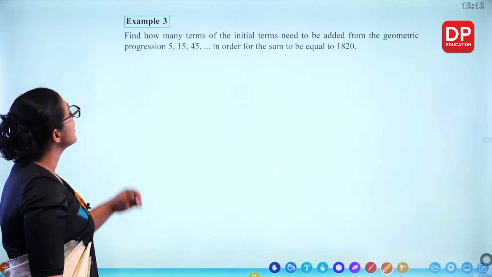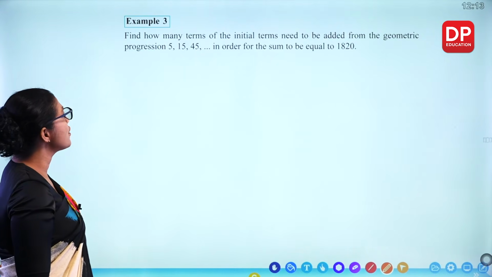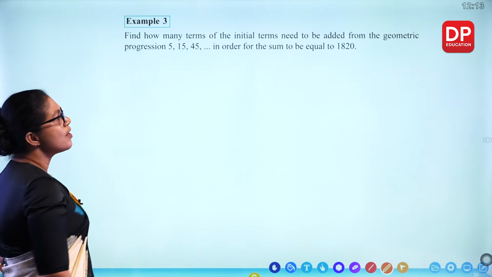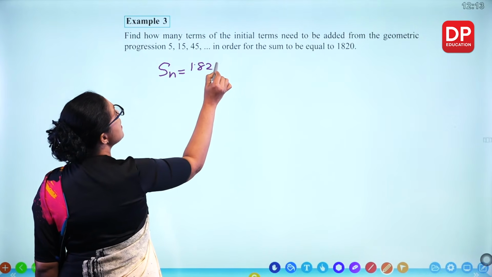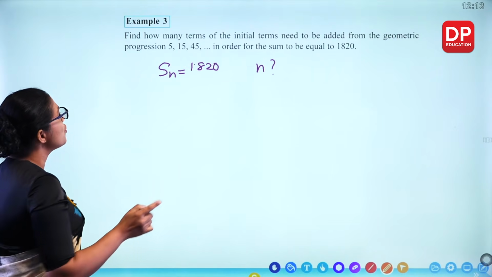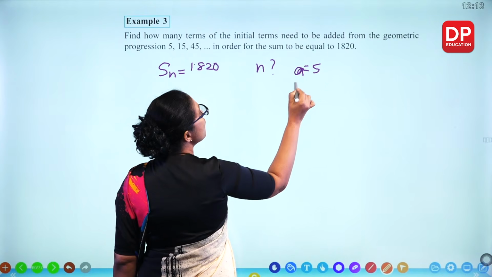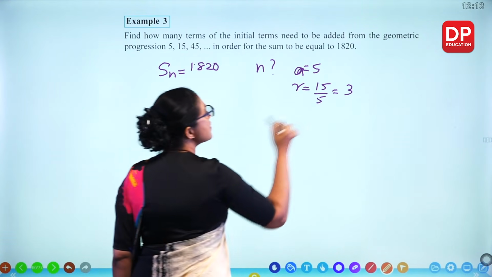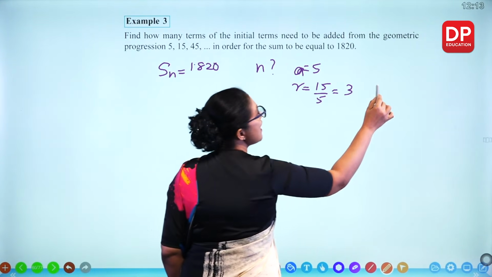Example number 3. Find how many of the initial terms need to be added from the geometric progression 5, 15, 45 in order for the sum to be equal to 1820. We need to find n. What do you know? You know a equals 5. And what's the ratio? 15 divided by 5 is 3. So we can apply the formula. This is greater than 1.